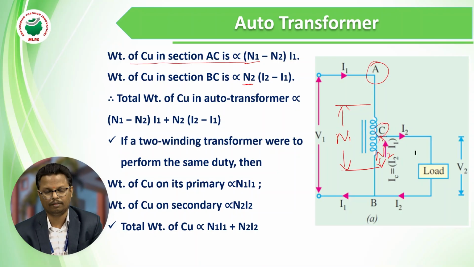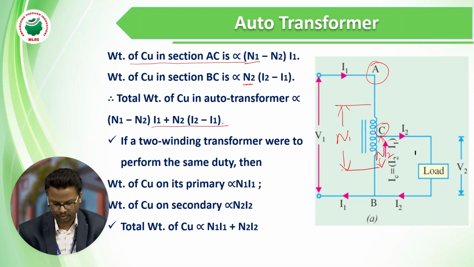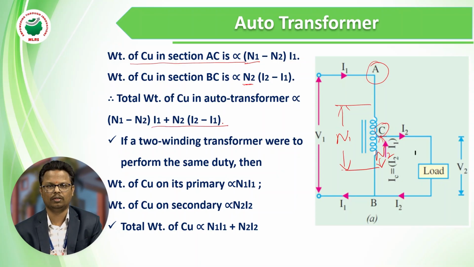And the total weight of copper in the auto transformer is nothing but the addition of the sections AC and BC, and we will get the total weight. So here, if you see, the total weight of copper in the auto transformer is (N1 minus N2) into I1 plus N2 into (I2 minus I1). Okay. So now we got the total copper weight of the auto transformer.